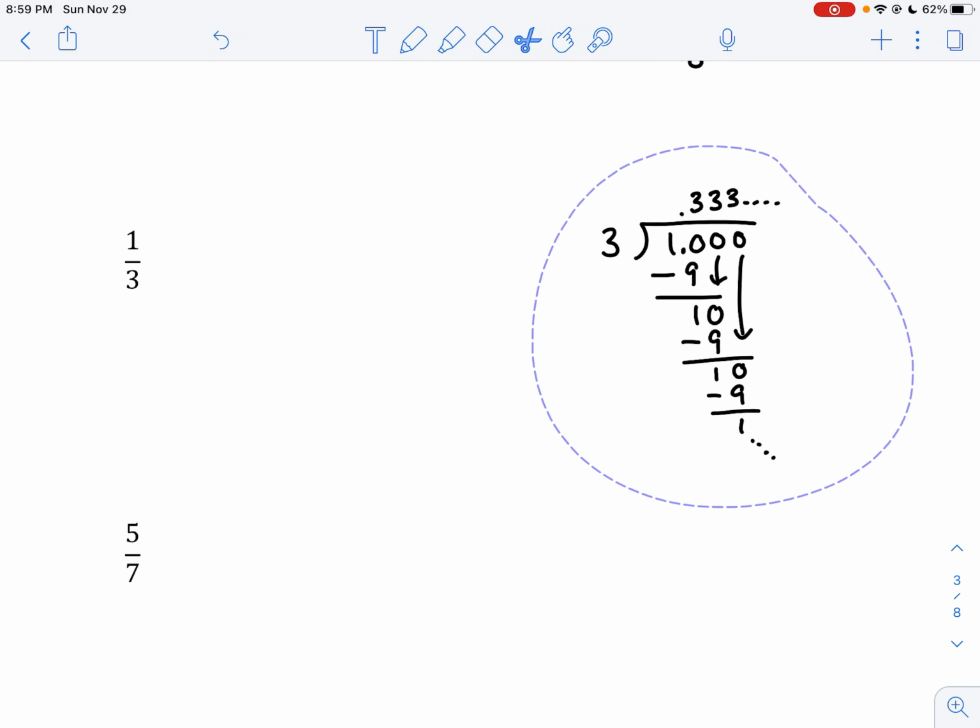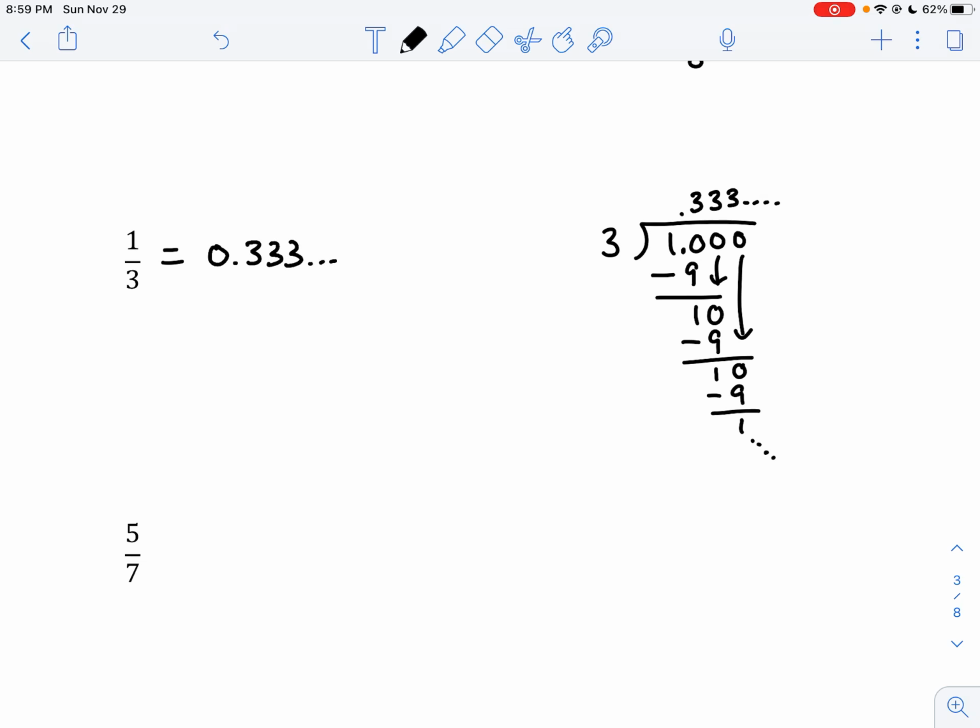This suggests that 1/3 in decimal form is 0.333, and the 3's go forever. One way to write that, if you recall, is to put a bar over the first 3, and putting a bar over that 3 indicates that 3 should never stop.